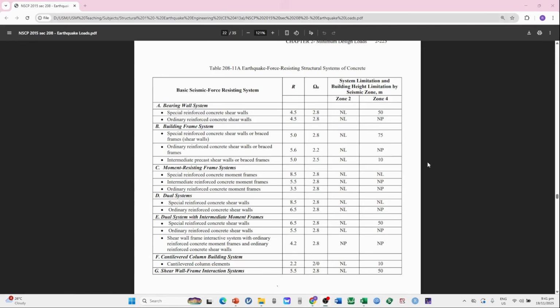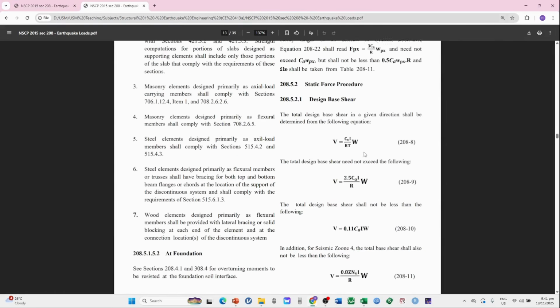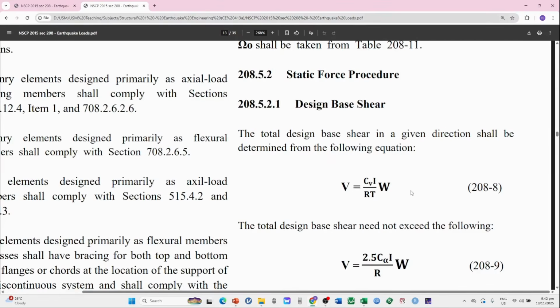As you can see here, the bearing wall system has only a 4.5 overstrength factor. The overstrength factor is the factor that we use to lower the lateral force or the demand. As you can see in the previous sections of this NSCP section 208, let's see here. In the design base shear, we can see that we have an R. This R is the overstrength factor.